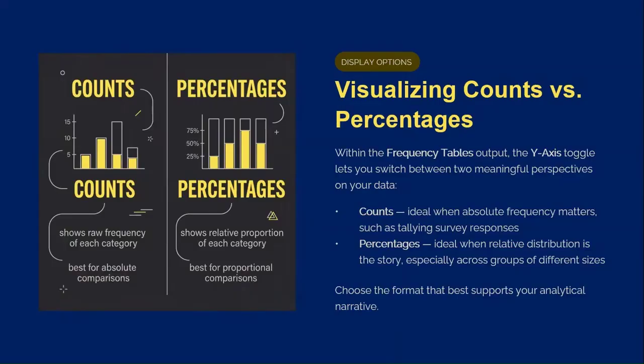Once your chart is created, you can customize how the data is displayed. You have two main options. One is counts, which shows the actual number of observations. Another is percentage, which shows the proportion of each category. Use counts when absolute numbers matter and percentage when comparing distributions across groups.